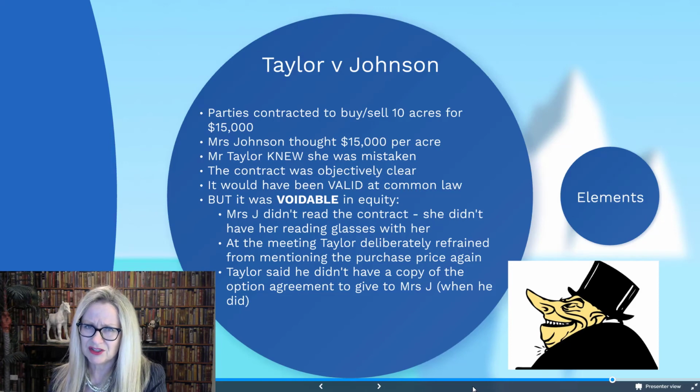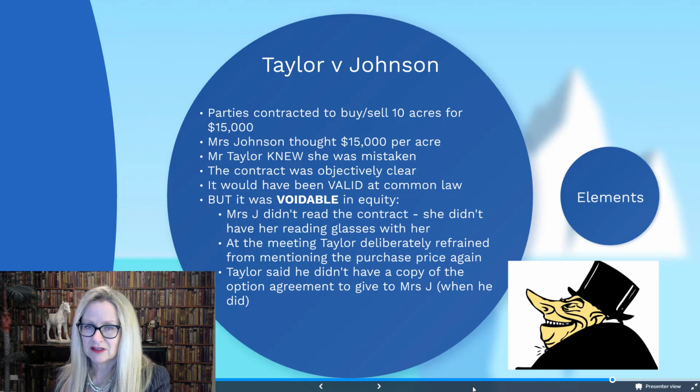He knew that she didn't have her glasses, so she couldn't read this option contract. So he deliberately refrained from mentioning the price again at this meeting where she signed. And then she says, "Oh, can I take a copy home?" And he says, "Oh, sorry, I don't have a copy to give you to take home," when he actually did. Now, notwithstanding that this kind of mistake was simply a mistake as to a term, and it wasn't fundamental to the operation of the contract, it would have been valid at common law.